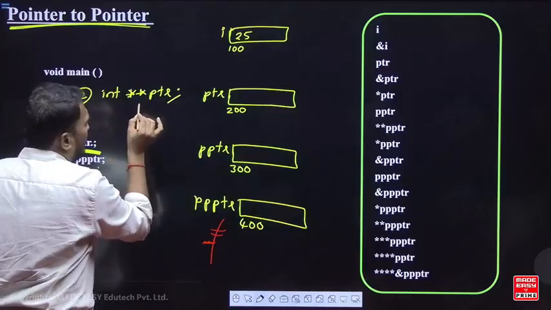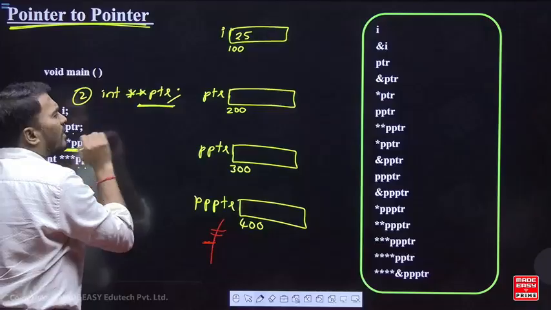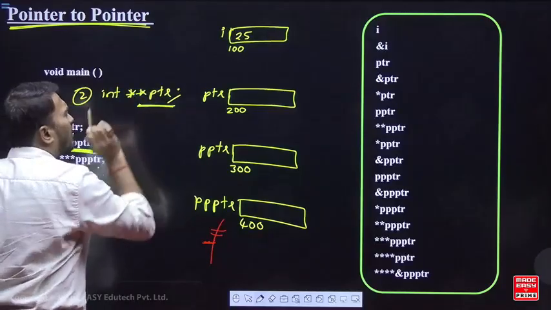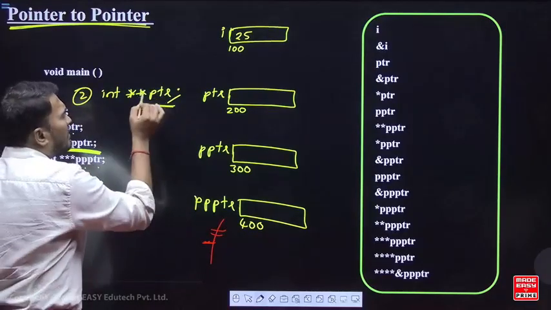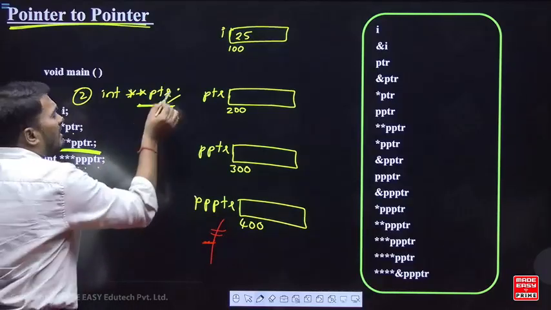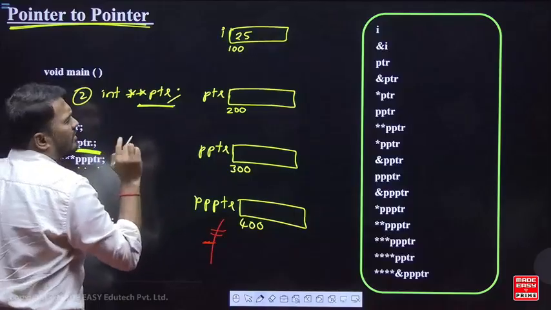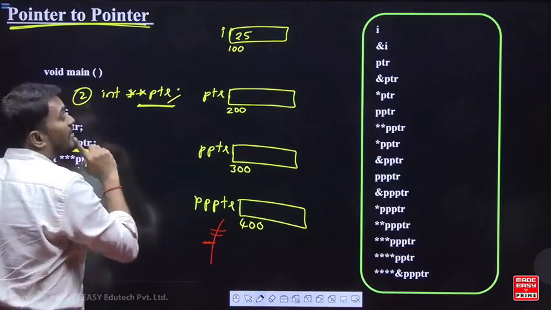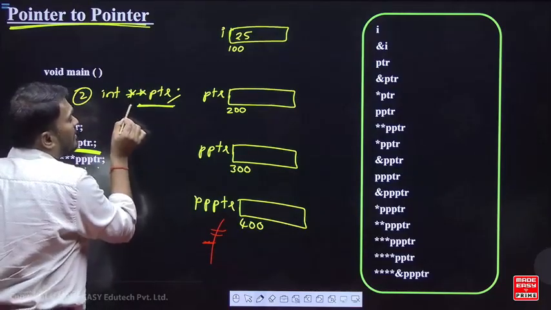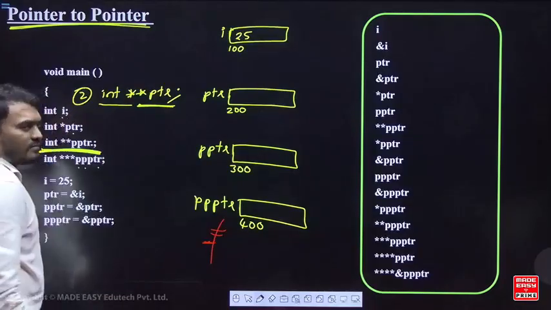if you take one star with PTR, then what will happen? PTR is called a pointer variable. PTR is a pointer variable, you can store an address. It means you can store an address, but the address of what? Which is already an integer pointer, int star.